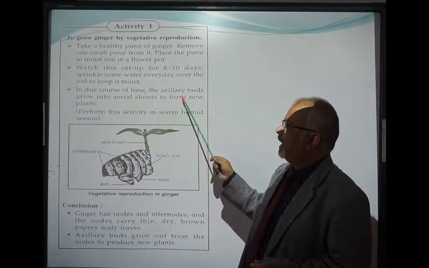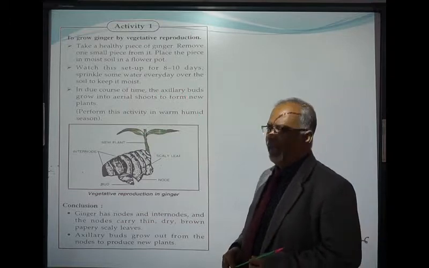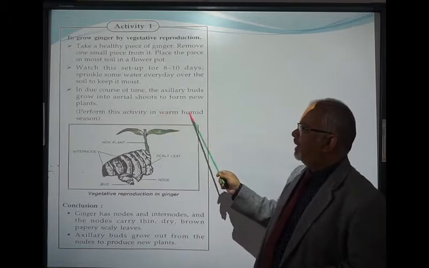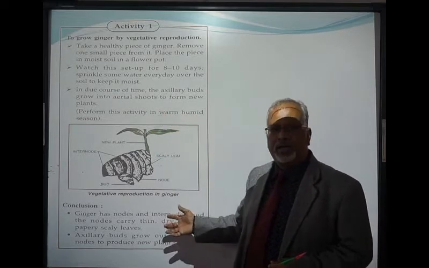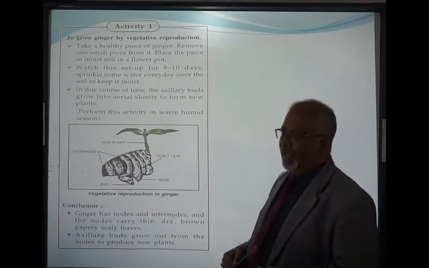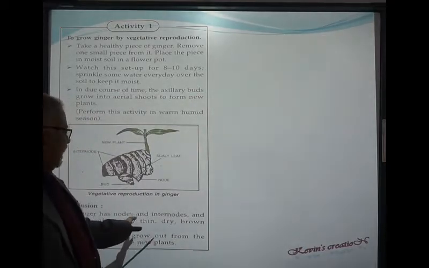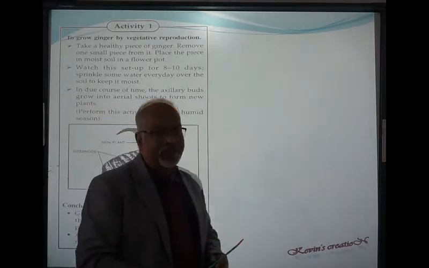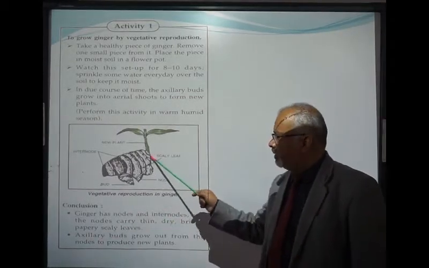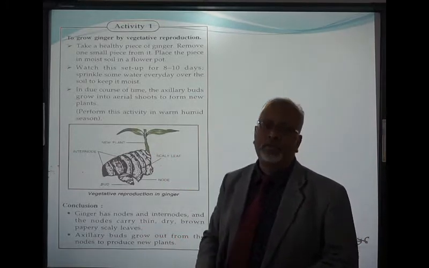In due course of time, you will find that this axillary bud is growing into a new plant. It will have aerial shoots. So this can be done in the warm, humid season. The conclusion of this activity is ginger has nodes and internodes, that you have seen already. It also carries thin, dry and brown scaly leaves, and ultimately these axillary buds grow out from the nodes to produce new plants.